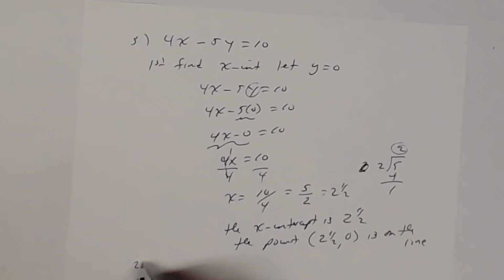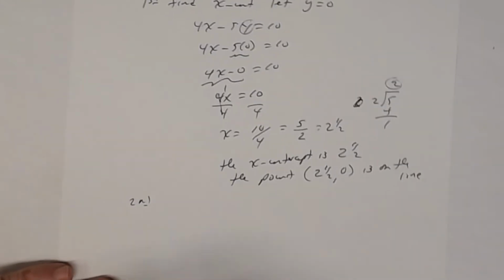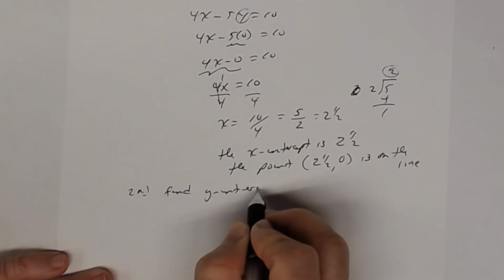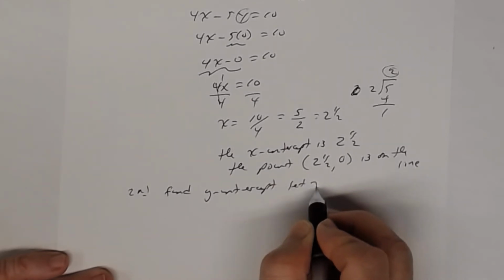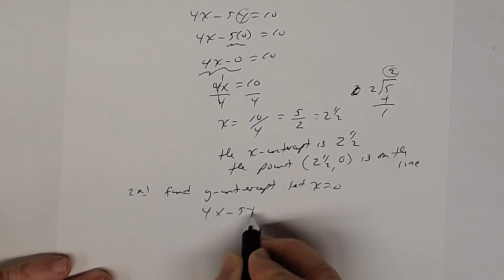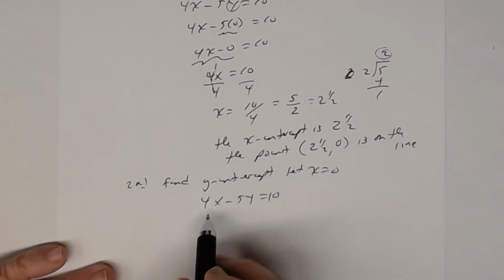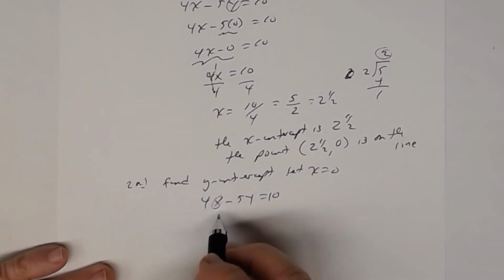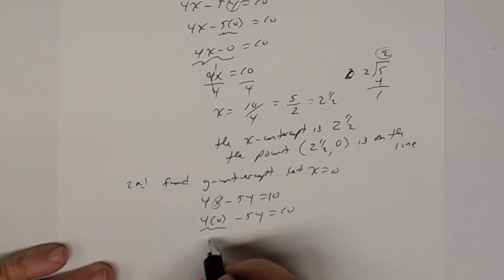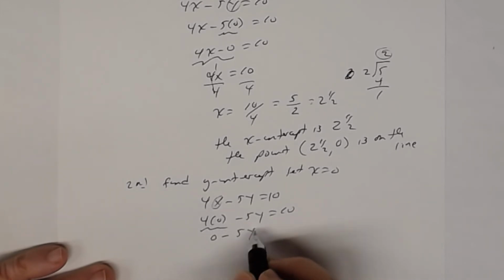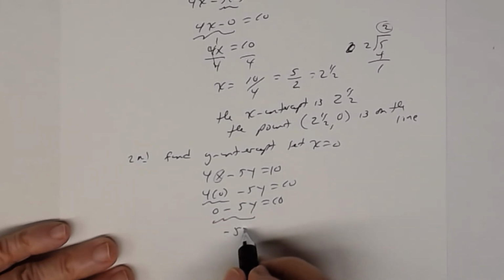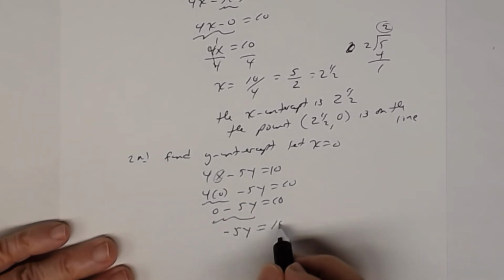Now let's go ahead and find the y-intercept. So let's find the y-intercept. So second, I'm going to find the y-intercept. And to find the y-intercept, you're going to let x equal 0. So here's the equation again. 4x minus 5y equals 10. And so this time in place of x, I'm going to substitute 0. So I get 4 times 0 minus 5y equal 10. 4 times 0 is 0. 0 minus 5y equal 10, right? Now remember, 0 minus 5y is a negative 5y. So I get negative 5y equals 10.